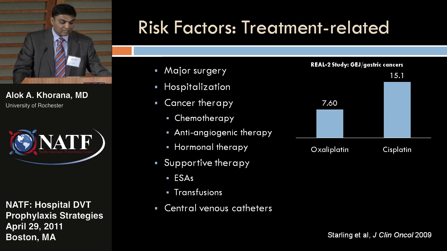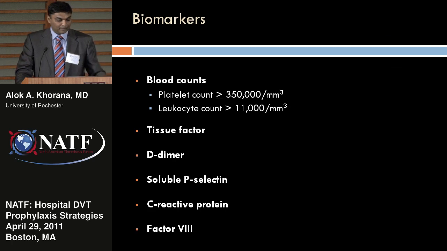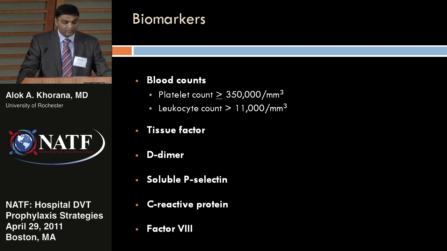And interventions such as central venous catheters also can be associated with the risk of VTE. A rapidly emerging field is biomarkers, and there's a whole host of biomarkers that can also help us predict the risk of VTE. So in addition to the cancer-related factors and the treatment-related factors, there are variables that we can measure in patients.